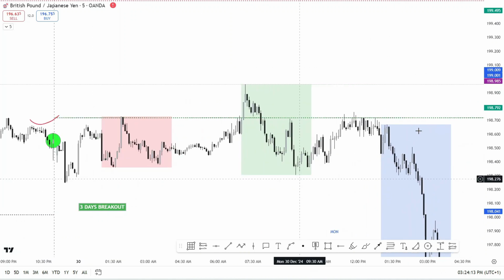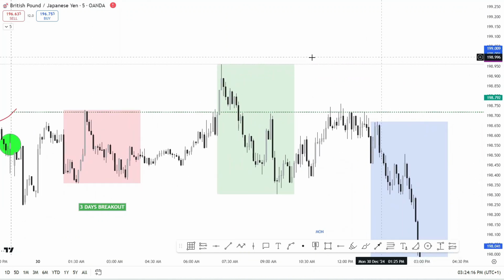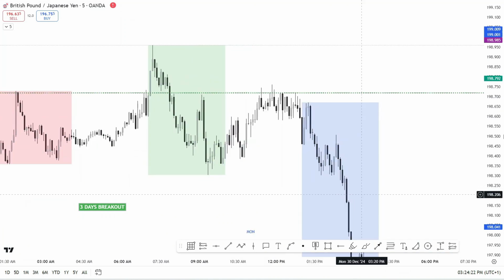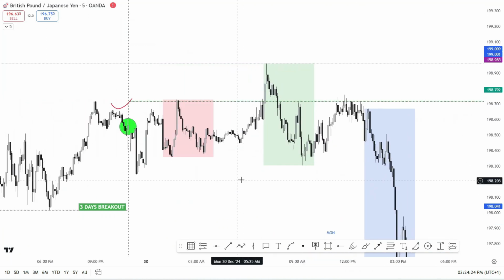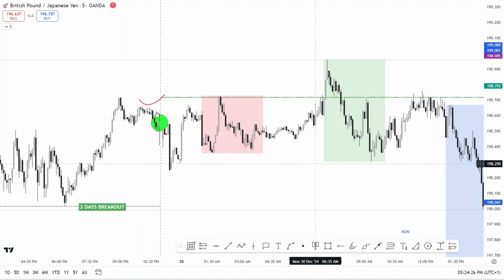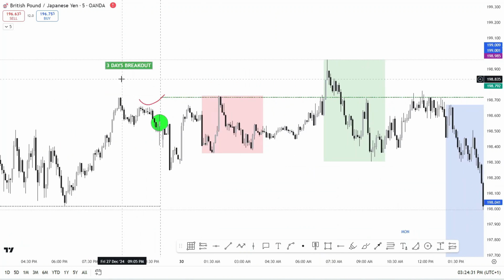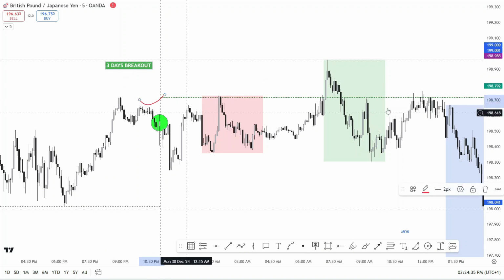So we now mark our Asian highs and lows. This is the Asian box, London box, and New York box. So first, have we been able to establish that we are going to sell? Yes, and that's the signal, the 3 days breakout. So with time, I'm going to show us some of the things we could use.